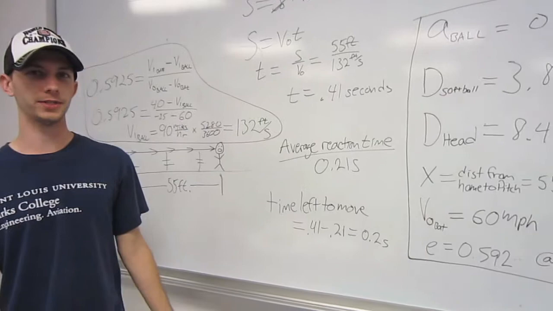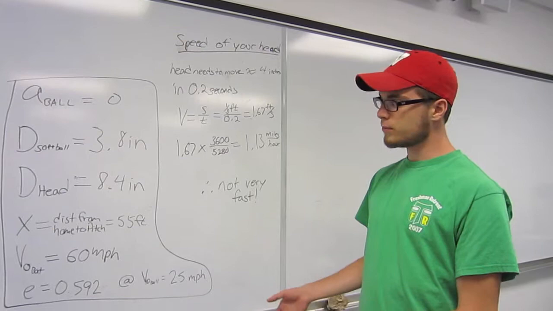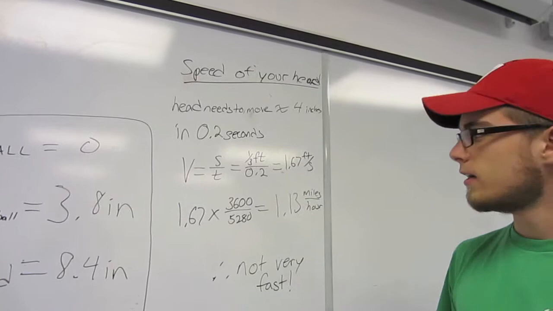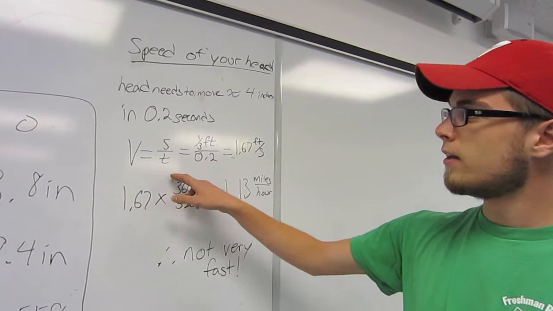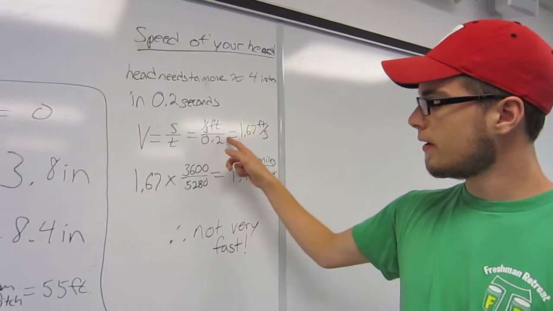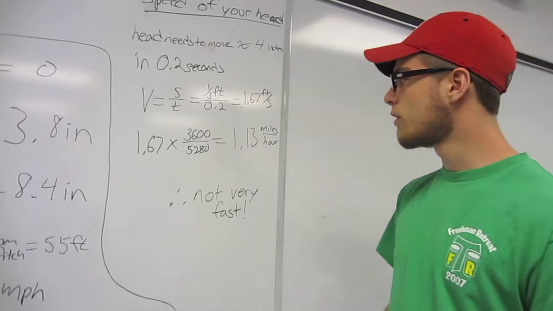So based upon this, finding the velocity you need to move your head in order to get out of the way, we know that the head has to move 3.81 inches away from its initial position, and you have 0.2 seconds. So to find the velocity of your head, we're assuming that the acceleration is zero in this case. So the velocity of the head has, once again, the position divided by time. And so we assumed that to miss the ball, you could round up to 4 inches, which is about a third of a foot. Divide that by your 0.21 seconds after reaction time. And we got a velocity of 1.67 feet per second. Simple conversion gives you about 1.13 miles per hour.